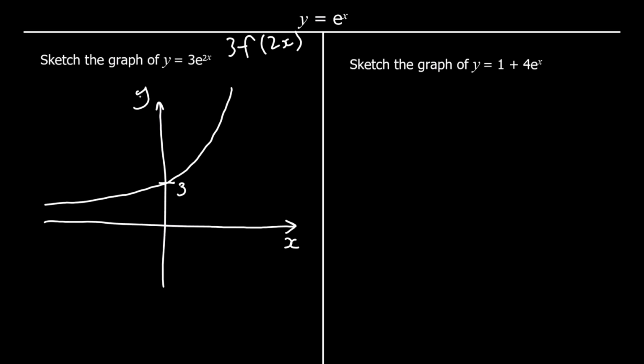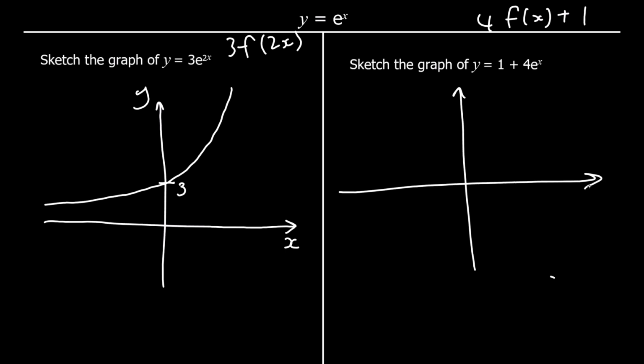One for you to try. See if you can give it a go. So this time we're multiplying the y coordinates by 4 and adding 1 to the y coordinates. So it's the same as 4f of x plus 1. So the whole graph is shifted up 1 and multiplied by 4, or multiplied by 4 first, and then shifted up 1. So where we're at 1, times it by 4, plus 1, that becomes 5. The whole graph is shifted up 1.